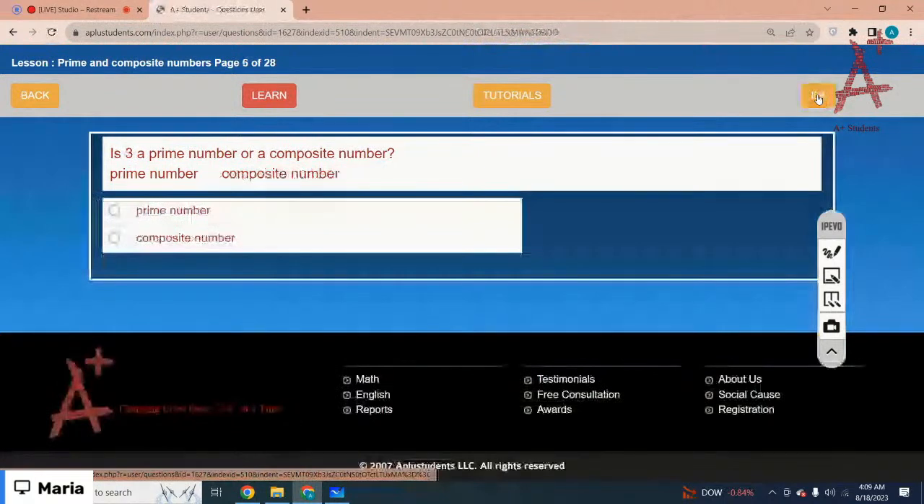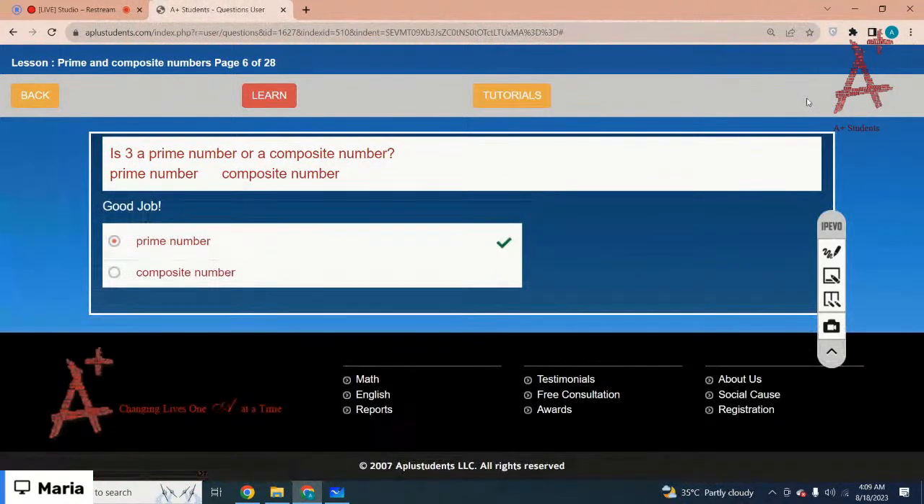Is 3 a prime number or a composite number? Which is the correct option? 3 times 1 is 3, right? So 3 is a prime number. The correct option is prime. 3 is a prime number.